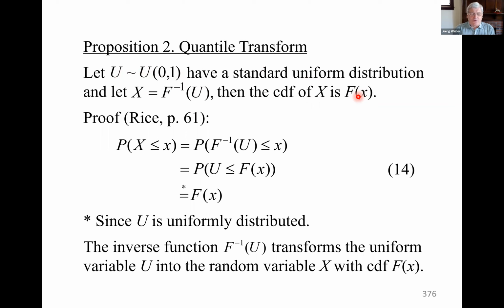Now that actually almost does not require a proof, because you see, it's common sense. The inverse function, F_X to the minus 1 of u, transforms the uniform variable u into a random variable x with the CDF F_X. We just go backwards from the problem before.